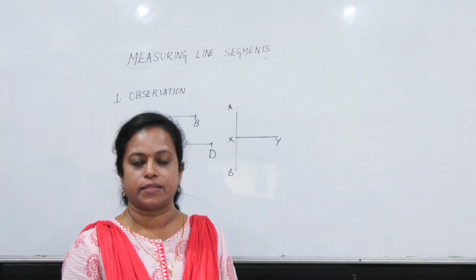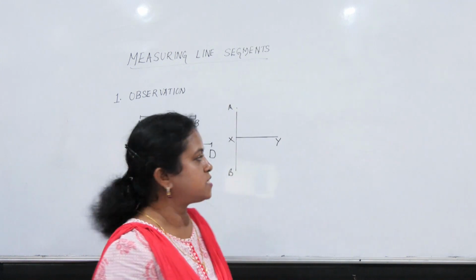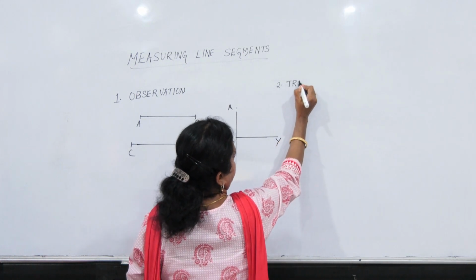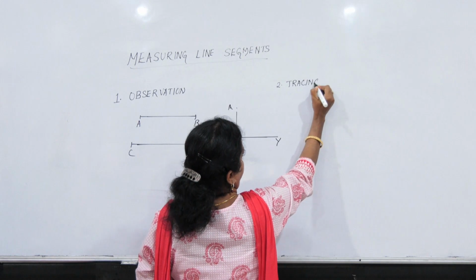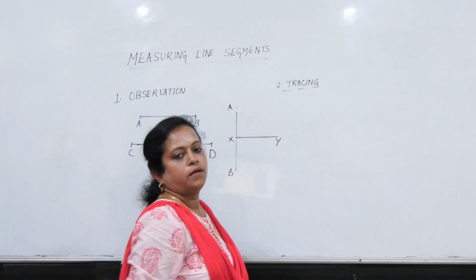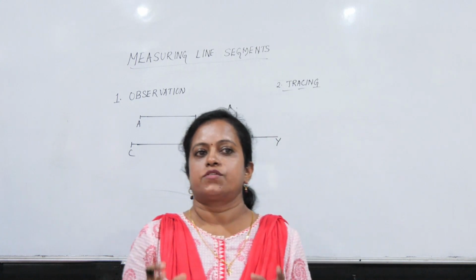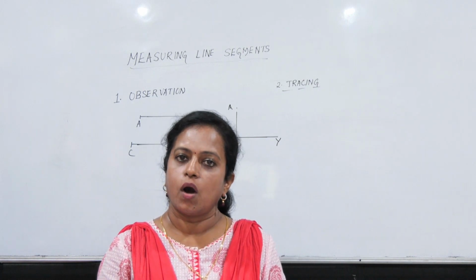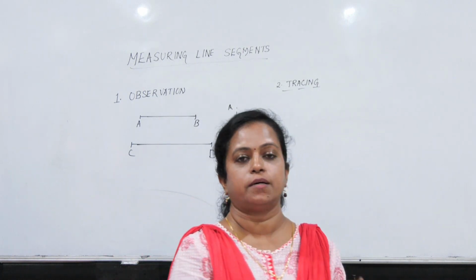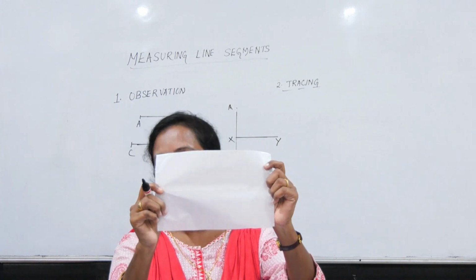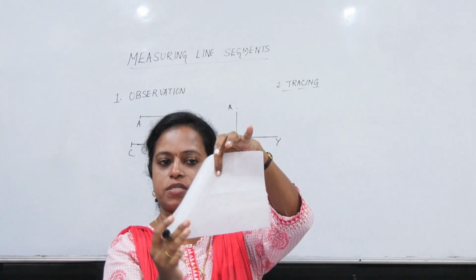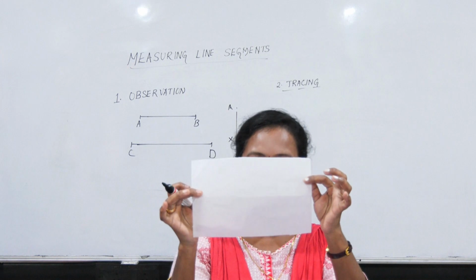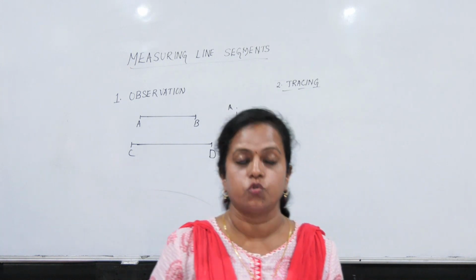So we have one more method of comparing the line segments, that is by tracing. The second method is by tracing. Now what is tracing? We trace one of the line segments and compare it with the other line segment. Now how does it happen? For this we have to use a paper which is like this, that is the tracing paper. This is a translucent paper, that means you can see through this paper. These papers are used for tracing figures. So I'll show you how we use this method.